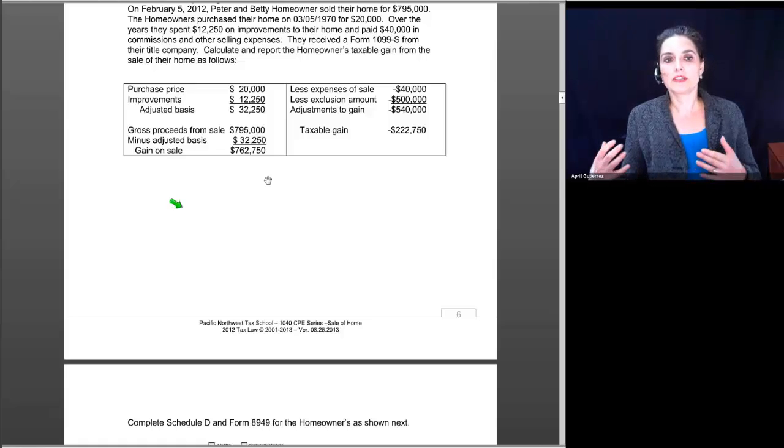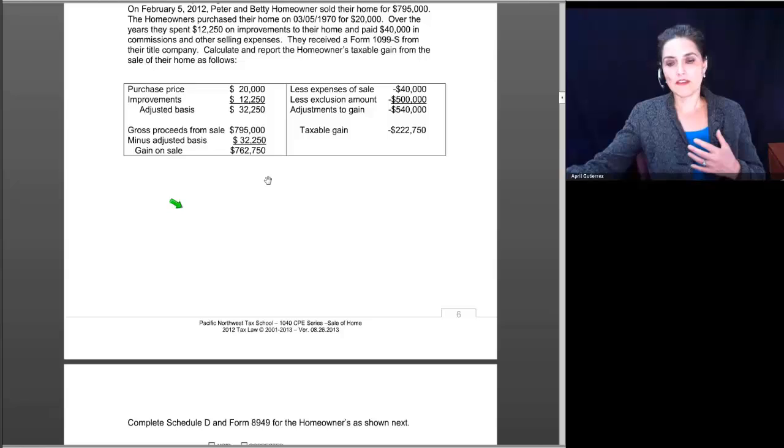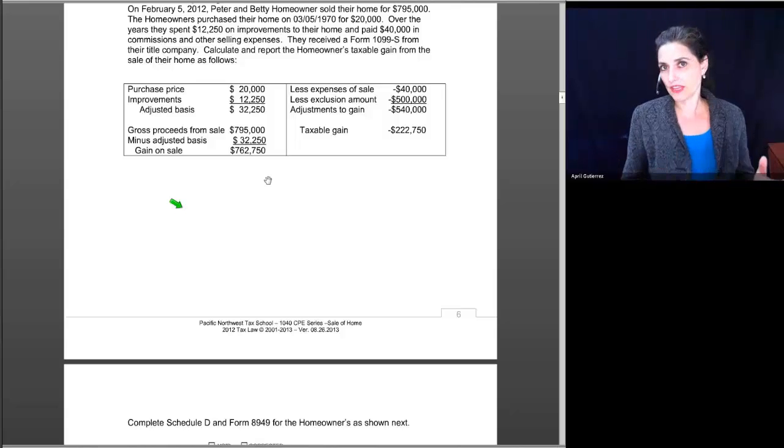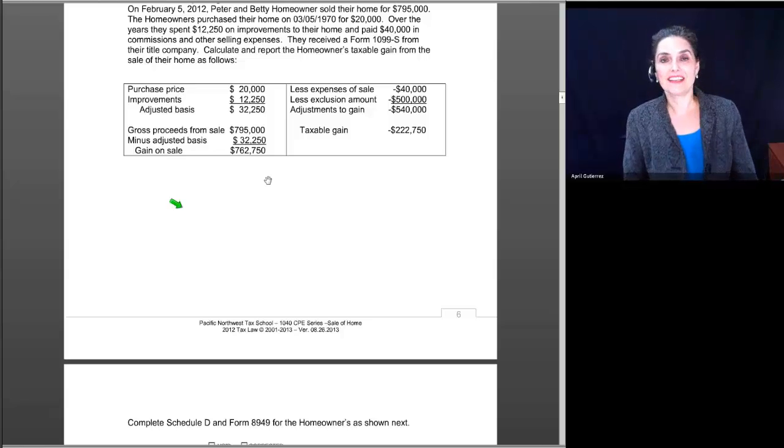And when you are able to exclude the gain and none of the profit on the sale is associated with business use of the home, only capital gain use of the home, they have you report it in a way that is rather odd. It's so odd that I didn't even notice it for the first year I was teaching this class. And Drake Software still is handling it in the way that I would have thought it should be handled, but it's not in compliance with the IRS instructions anymore.